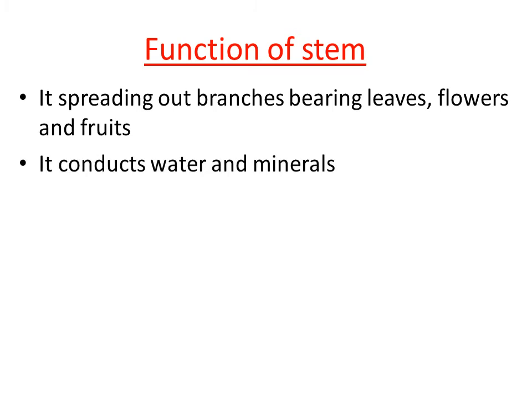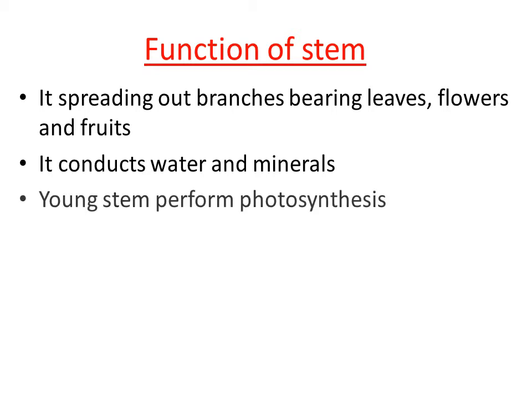And the stem conducts water and minerals. Conduction of water and minerals takes place by the stem. The root absorbs water and minerals from the soil, and after that, it sends them to the stem. So the stem is the conducting part of the plant. It conducts water and minerals to all parts of the plant. To the branches, leaves and flowers, it supplies water and minerals. So it is called the conducting part of the plant, right? It conducts water and minerals.